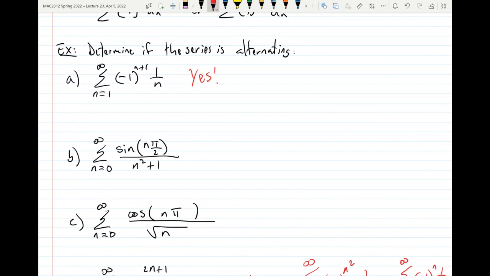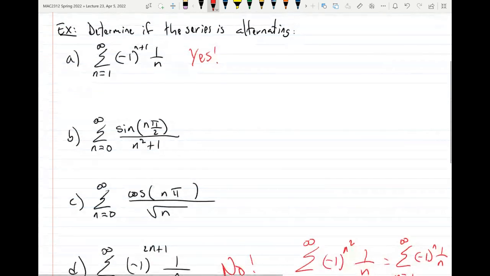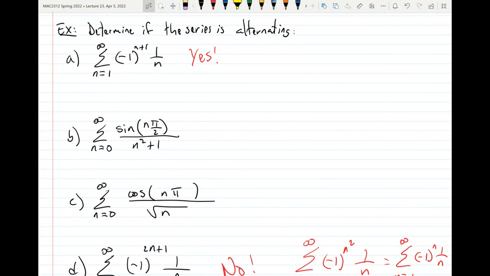How about B? No. Why? Because 1, 0, negative 1, 0, 1, 0. Very good. So here n is just an integer. So what do you get here? If you get a multiple of pi, if you get an even number, you're going to get 0, right? When n is even, you get sine of a multiple of pi, because the n cancels with the 2.